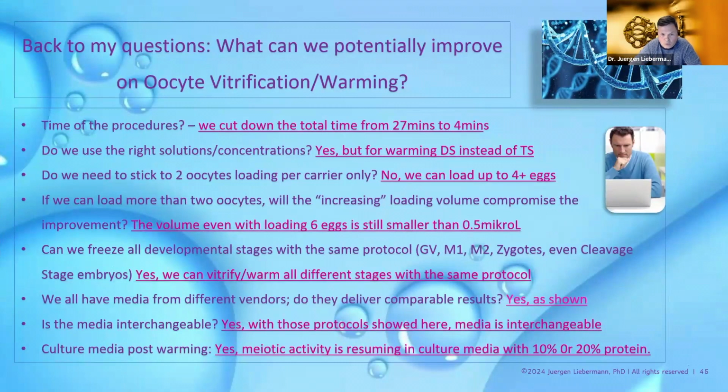Do we need to stick to 2 oocytes loading per carrier only? No, we can load up to 4 and plus X. I would recommend 4. If you load more than 2 oocytes, will the increased loading volume compromise the improvement? As I showed, the volume, even with 6 loaded, is still smaller than 0.5 microliter.